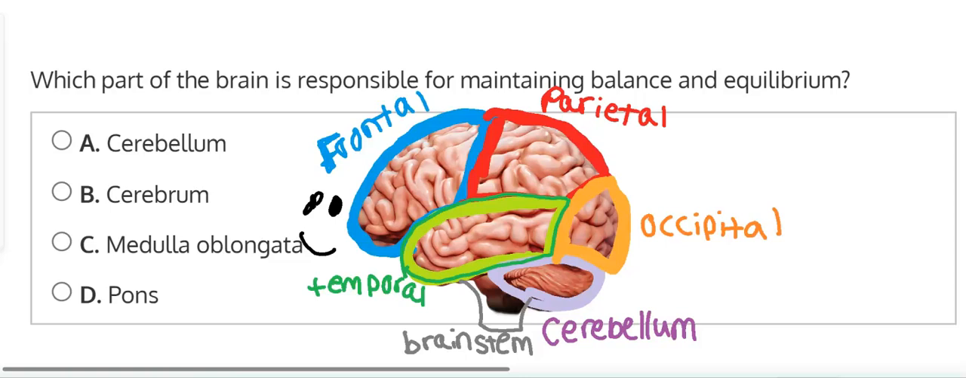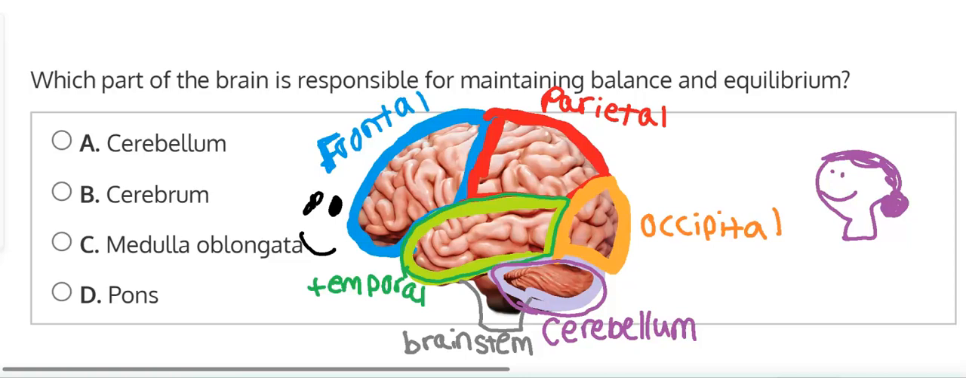So option A is the cerebellum. So the cerebellum, as we could see, is the purple located in the back here. Some people remember the cerebellum by remembering that it kind of looks like a bun low in someone's head. So if you have a person here, and this is the hair, and then you have a bun in the back there on a person, that's your cerebellum.